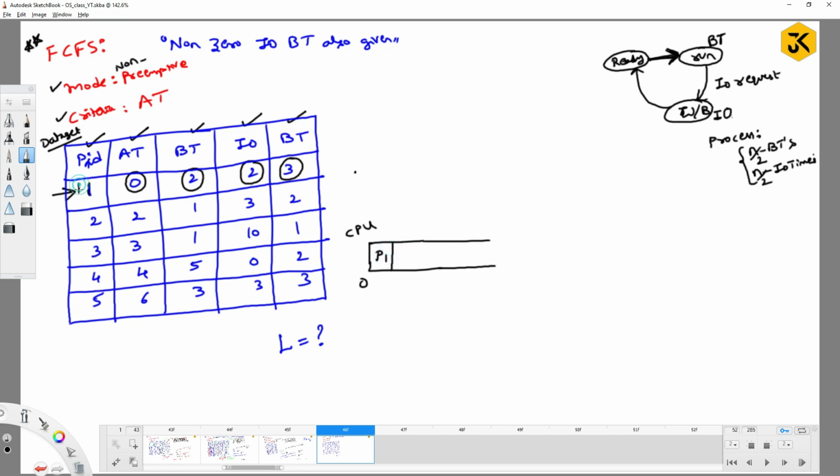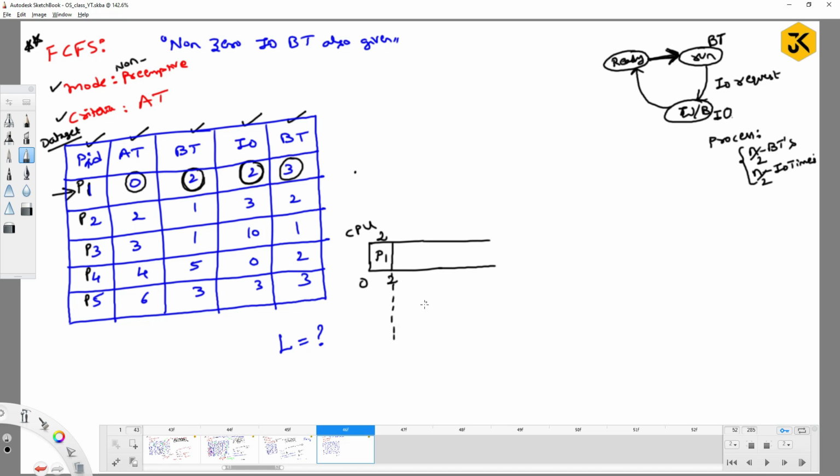I will write the processes as P1, P2, P3, P4, P5 to avoid confusion. Once it got the chance, it is going to enter into CPU mode and it will execute for how many units of time? 2 units. So 2 units completed, then it will enter into IO mode.